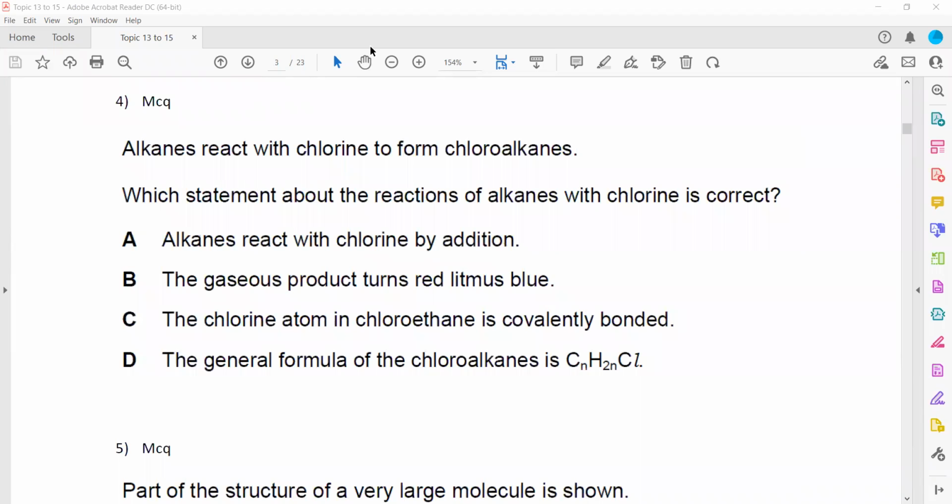Alkane reacts with chlorine to form chloroalkane. Which statement about the reaction of alkane with chlorine is correct? When any alkane reacts with chlorine, for example, if methane reacted with chlorine, there is a substitution reaction. One chlorine enters, one hydrogen leaves. So as a result, what will it form? It will form CH3Cl plus HCl. So it will be chloromethane.